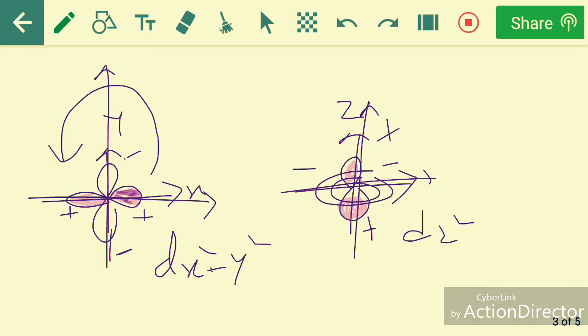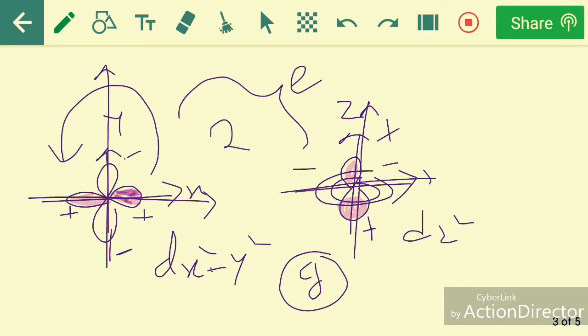So such kinds of geometries are taken under G. These are known as G or gerade orbitals. The subscript g stands for gerade. G is used in their symbols, and E is used because they are two, and because there is no change in the wave function sign when we invert the molecule through the center. This is inversion. When we invert these two orbitals, there is no change in wave function sign. So this comes under Eg.